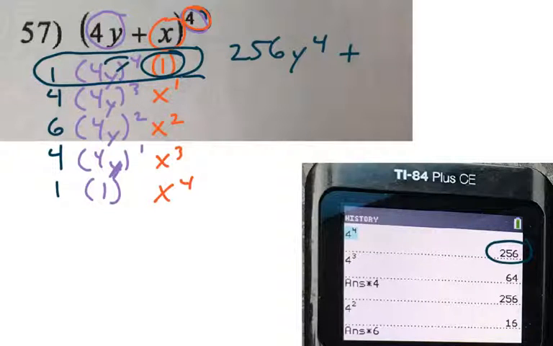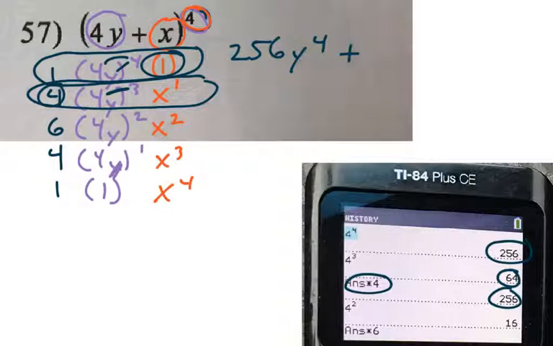Plus, in my second term, note that I have 4 to the 3 times a 4. And as you can see, 64 times 4 is 256 again. So I have a 256 there. Don't forget there's a y to the 3 and an x. So if we go alphabetical, I'm just simply going to say x, then y to the 3rd power.